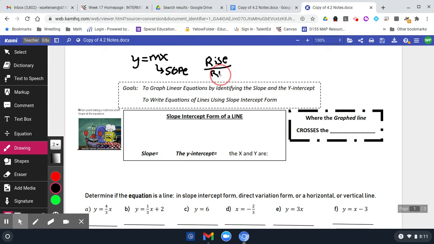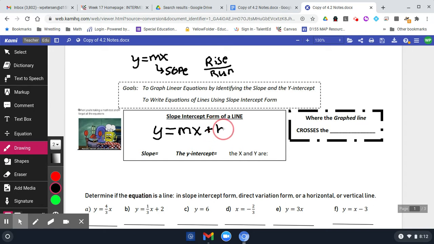So today we're going to graph linear equations in what we call y-intercept form. The reason we call it y-intercept form is because we're always given the point in which the line goes through the y-intercept. So slope-intercept form is y equals mx plus b. It's very similar to what we did yesterday.